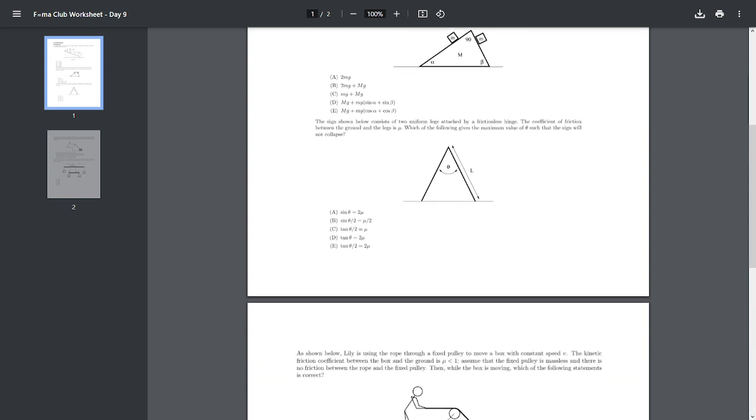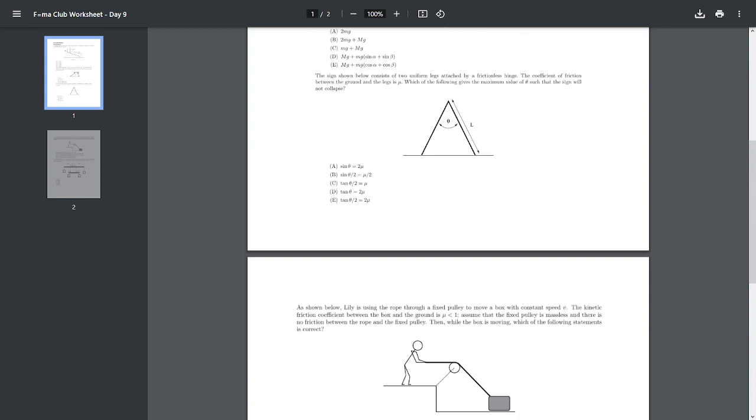A sign below consists of two uniform legs attached by a frictionless hinge. The coefficient of friction between the ground and the legs is mu. Which of the following gives the maximum value of theta such that the sign will not collapse? All right, so this is going to be a torque problem. One of my favorites. I'm lying, it's not my favorite.